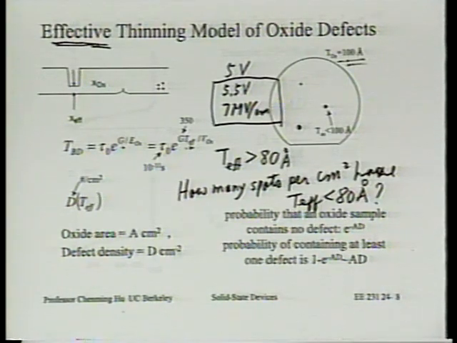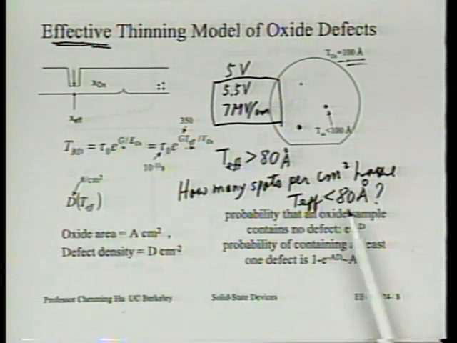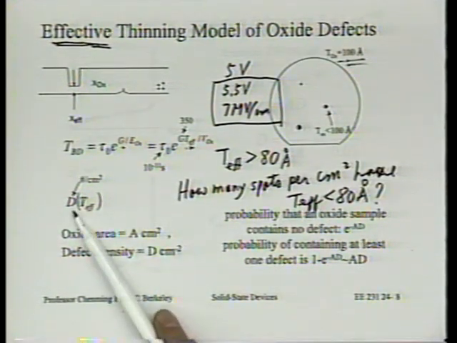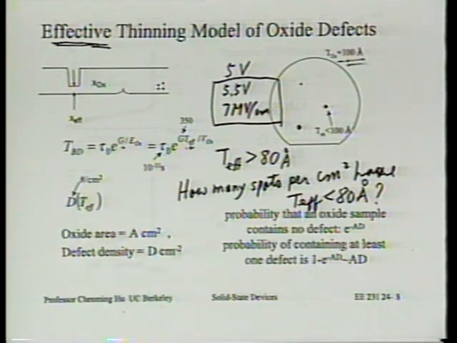Because if that number is significant, you will simply burn in for 24 hours, screen them out. But if that number is insignificant, then you don't want to waste your time doing that burn-in. Is that right? So if you can answer this question of what is the defect density for a given T effective, because you know a given T effective has a corresponding lifetime, you can do a lot of things. Is that right? So the question becomes, how can you figure out the density as a function of T effective? How can you do that?